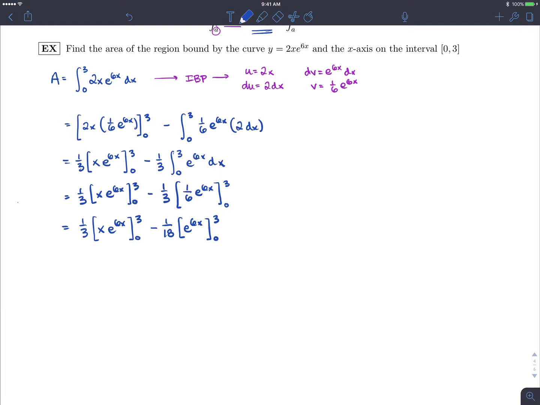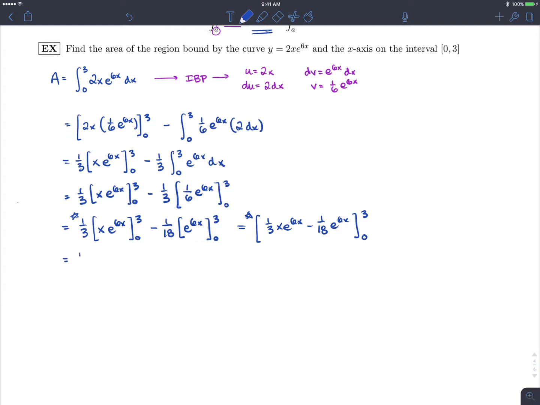However, since the bounds are the same in both of these cases, we can actually just bring them together and say that this is going to be 1/3 x e to the 6x minus 1 over 18 e to the 6x evaluated from 0 to 3. So it's really up to you. If you prefer this case, because that might be a little bit easier, or we could do the first one here. I'm going to go ahead and follow through with this first one since we've started with that. But I just wanted to point out that you've got a couple of options here.